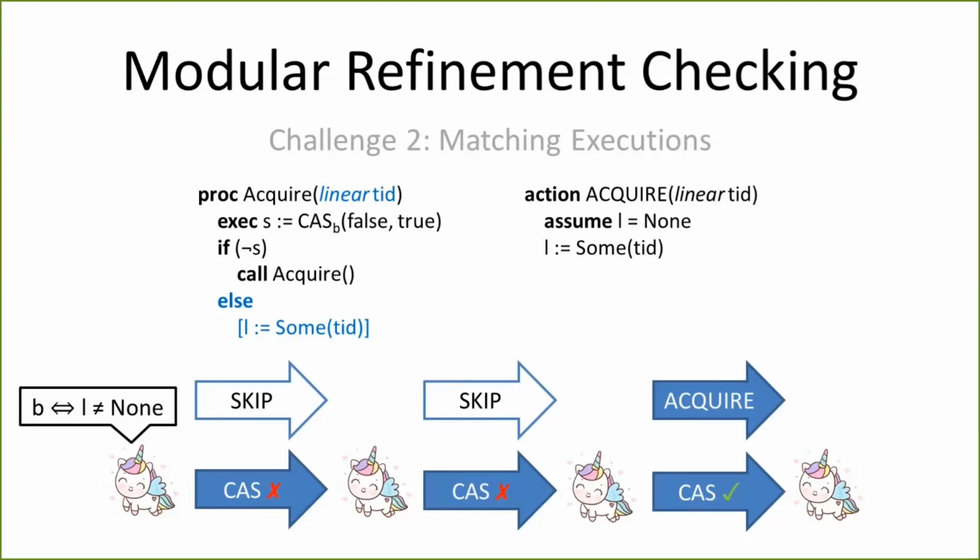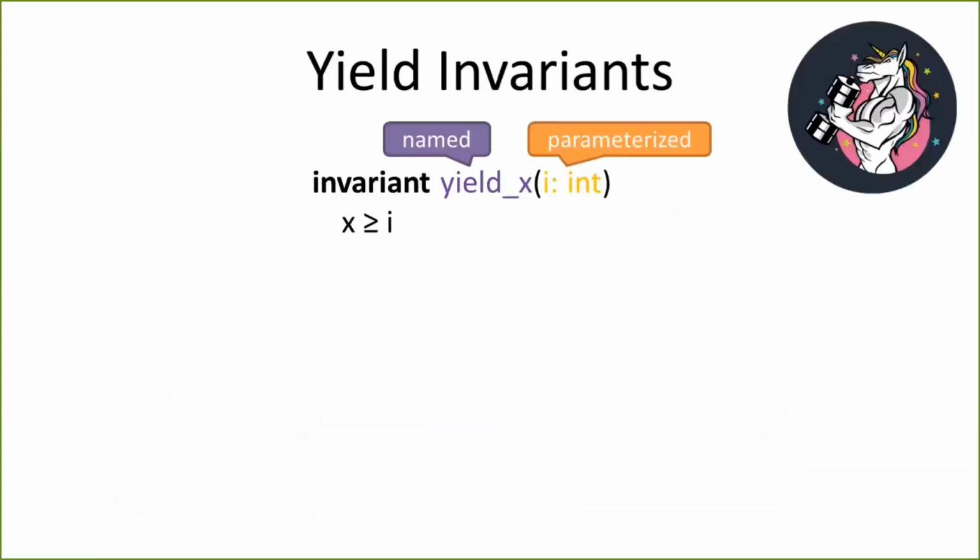In the rest of my talk, I want to focus on invariants, which are really the powerhouse behind refinement. So it comes as no surprise that we want to have a very flexible and powerful invariant mechanism. To that end, we introduce yield invariants. Yield invariants are named and parameterized. For example, the yield invariant on the slide is called yield x and has a parameter I, stating that the shared variable x should be greater or equal to I. In a program where only increment operations are performed on x, this yield invariant is clearly interference-free.